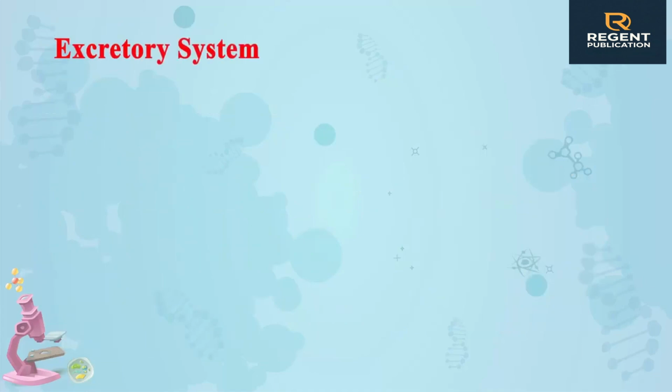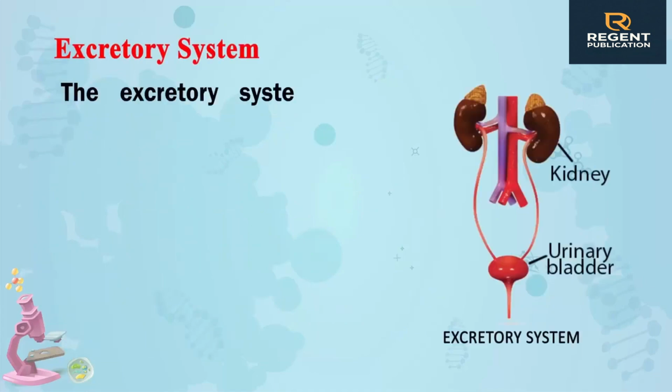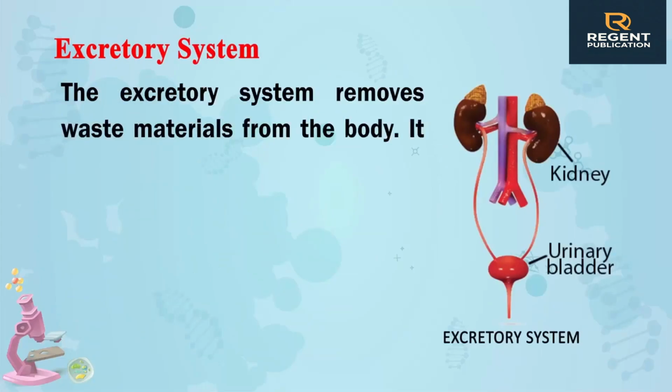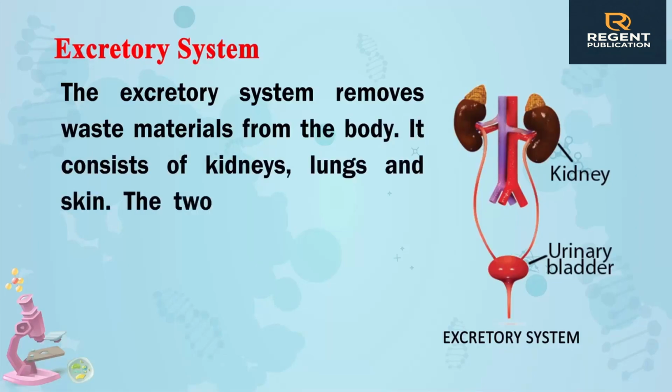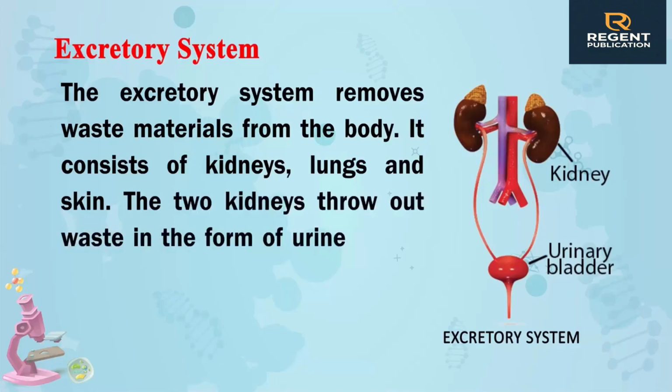Excretory system. The excretory system removes waste materials from the body. It consists of kidneys, lungs and skin. The two kidneys throw out waste in the form of urine. Lungs and skin throw out waste as carbon dioxide and sweat.